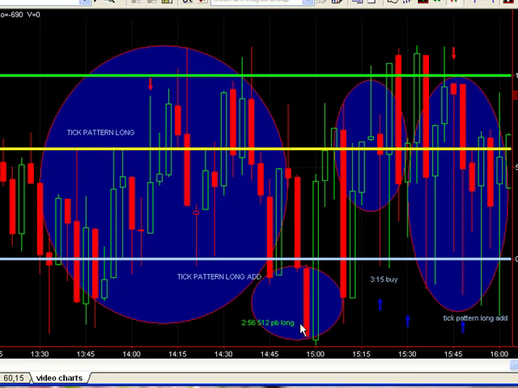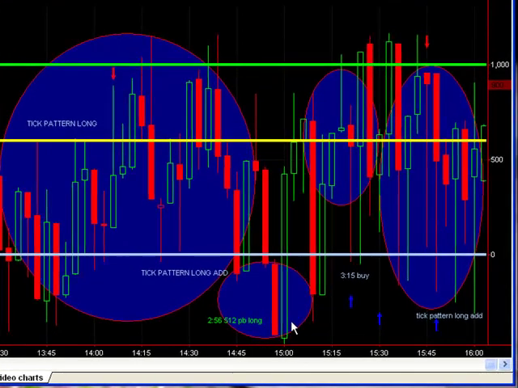Okay, and it was actually a W on the NQ. Okay, so now the way that I chose that is it's not really a tick pattern, except for it creates the tick pattern setup on the next bar. Okay, we entered right around here, got our targets as it moves up.